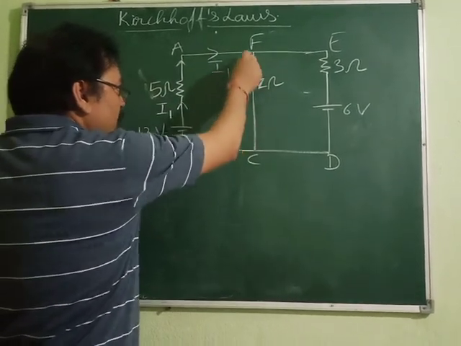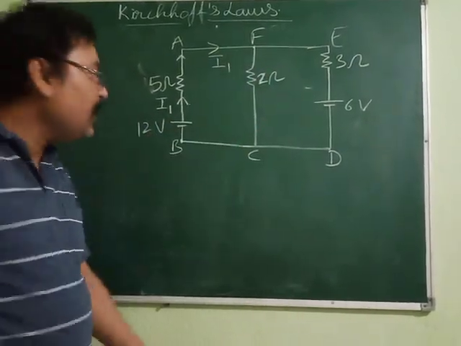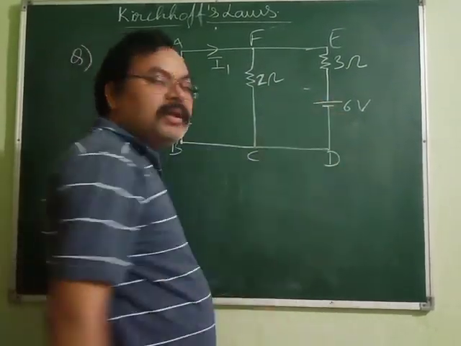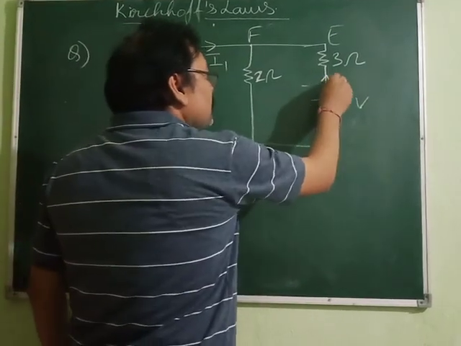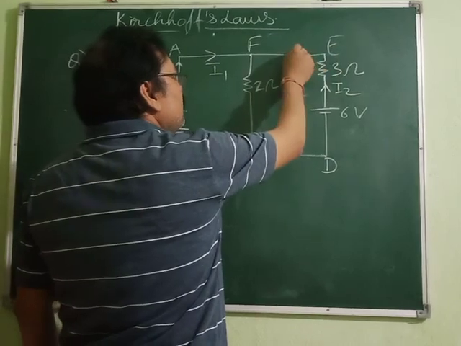I1 will reach here. Now, there is another battery. Suppose the current that starts from here is I2. It will flow through this resistor and will reach here.